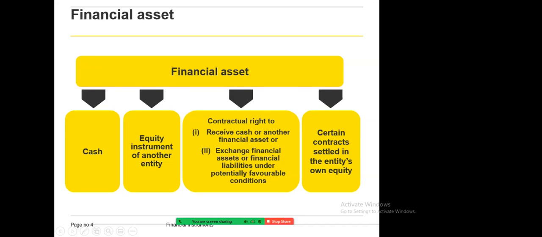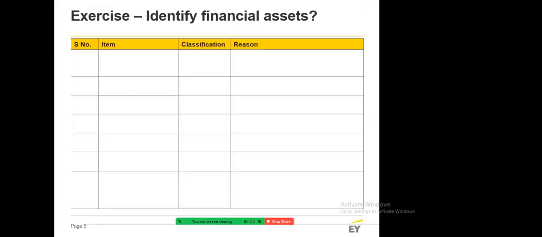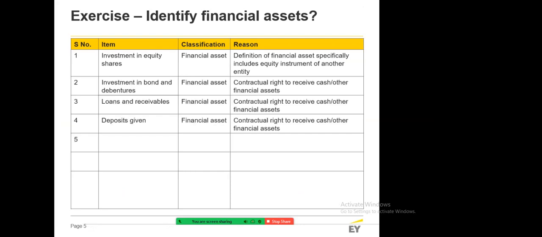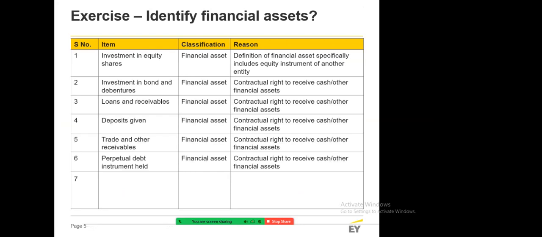So financial asset means an asset against which you will be receiving cash, or the equity instrument of another entity, or you have a contractual right to receive cash or another financial asset. Like if I take the example of inventory, is inventory an asset against which you will be getting the cash? Or PPE, your plant and machinery, is an asset against which you will be getting the cash. So let us understand with the help of a few examples what falls under financial asset and what does not. Investment in equity shares.